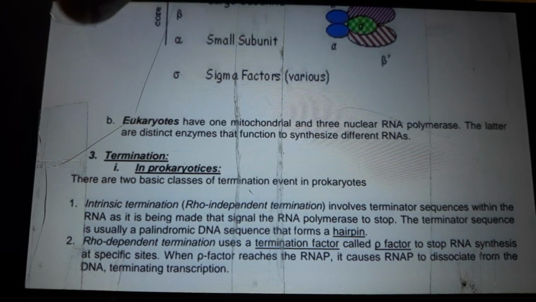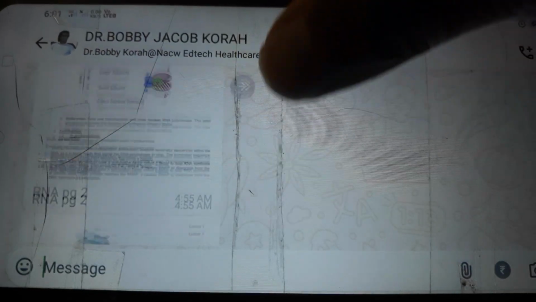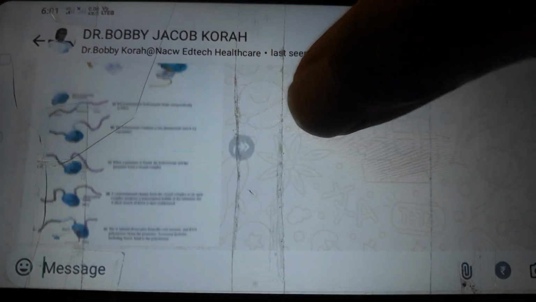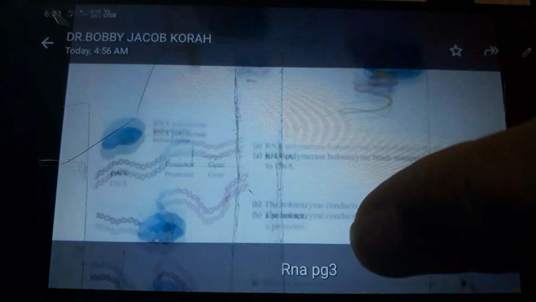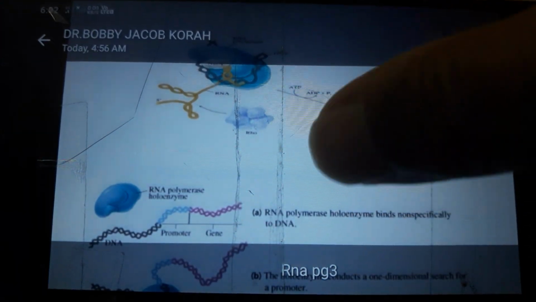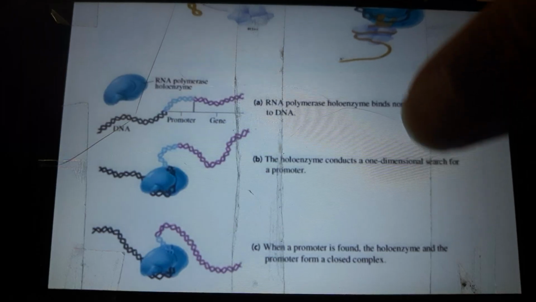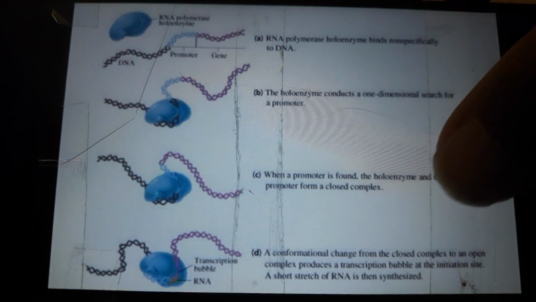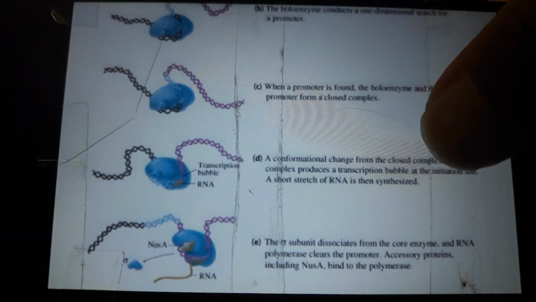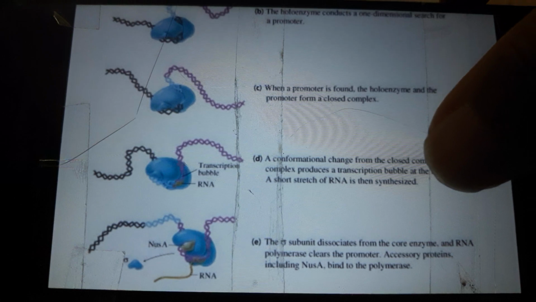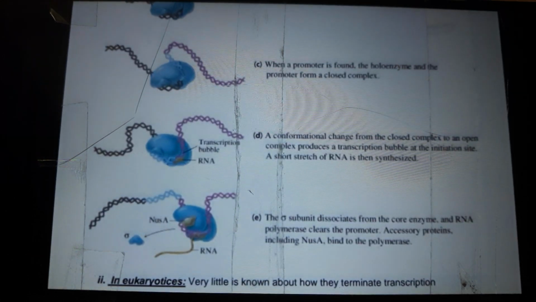Right? And the next would be a few illustrations here. The RNA polymerase holoenzyme binds non-specifically. The holoenzyme conducts a one-dimensional search for a promoter, and when a promoter is found, the holoenzyme and the promoter form a closed complex. A conformational change from the closed complex to an open complex produces a transcription bubble. At the initiation site, a short stretch of RNA is then synthesized.